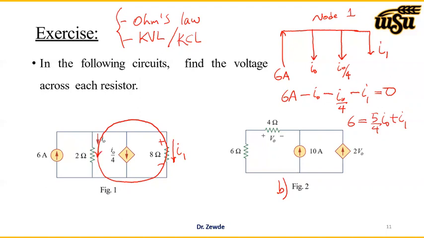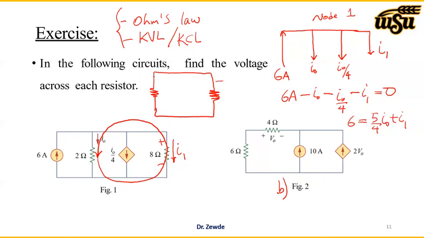Let's consider this loop. KVL says that the sum of the voltage in a closed path should be 0. Now we have two components: one is the 2 ohm resistor and the other one is the 8 ohm resistor. So if I redraw these two components, I have one here, I have another here. That's what it means.